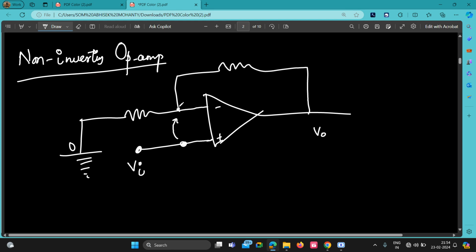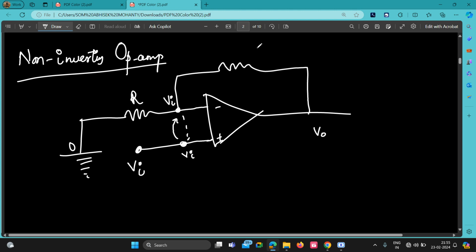Like the potential here will be equal to how much? This is Vi. That means this is also Vi. So this will come as Vi. Okay, this is Vi. This is called virtual ground concept. And here, see, this is not grounded, but this is connected to positive here. This is negative. So we will always take this as the virtual ground concept.